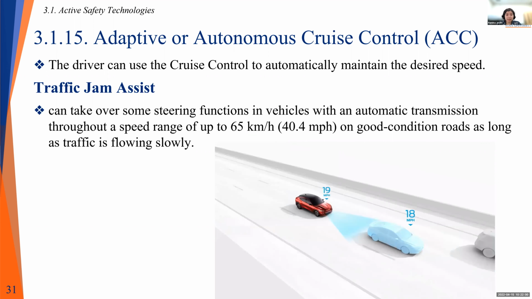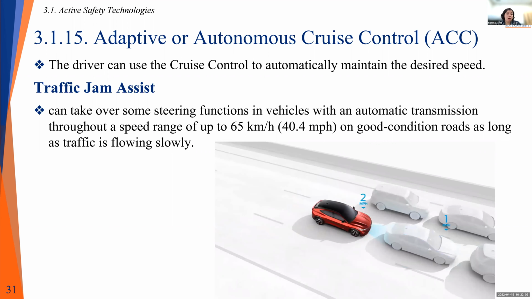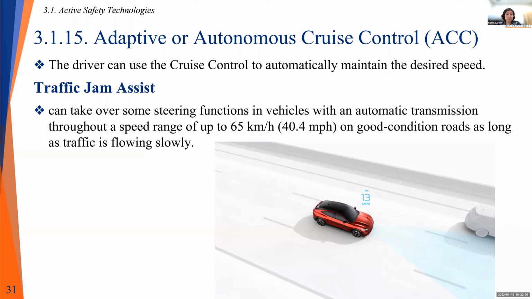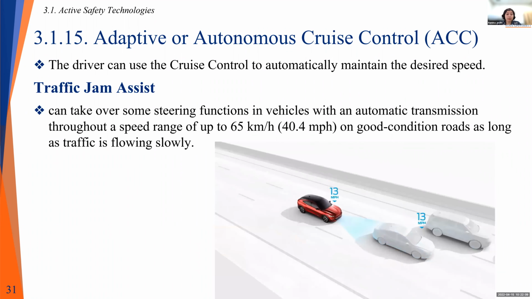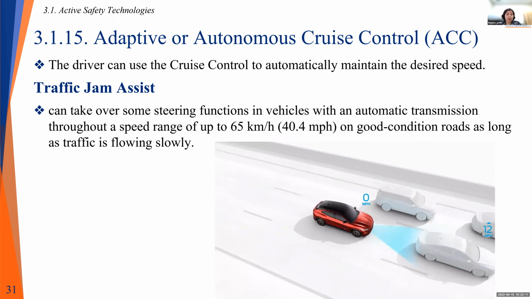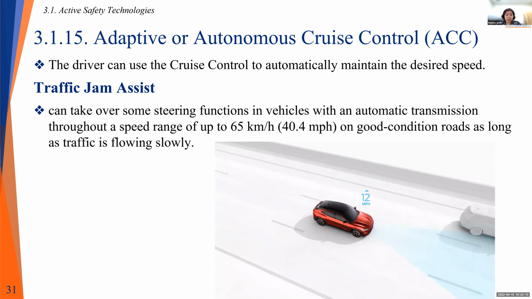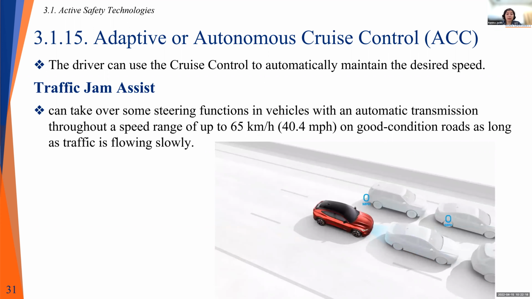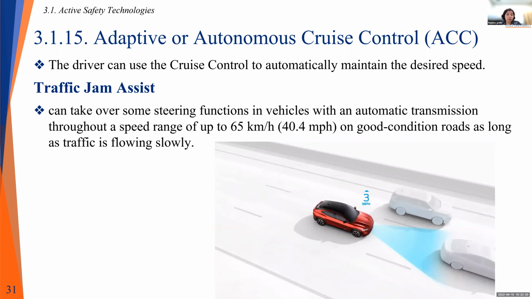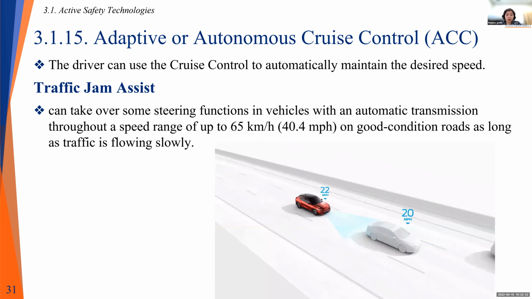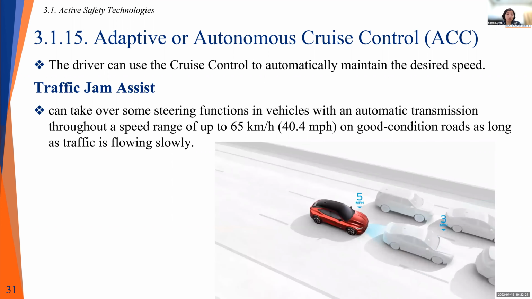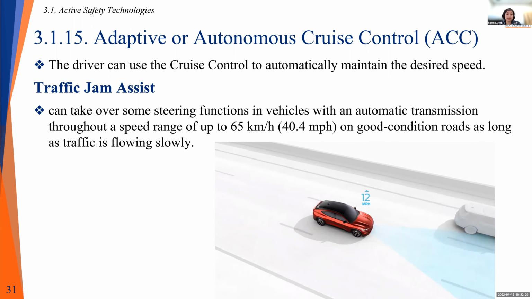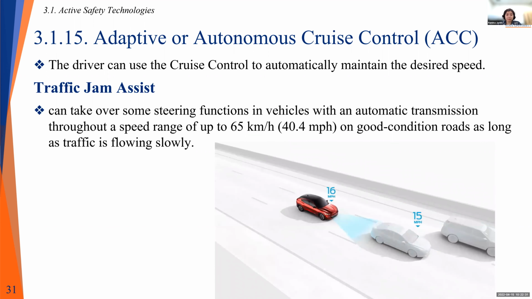One of the subsystems of ACC is traffic jam assist, and it can take over some steering functions on a road, and as long as traffic is moving slowly, it can be helpful for drivers. It also orients itself to lane markers, roadside buildings, and other vehicles on the road by making a moderate steering motion within system restrictions.